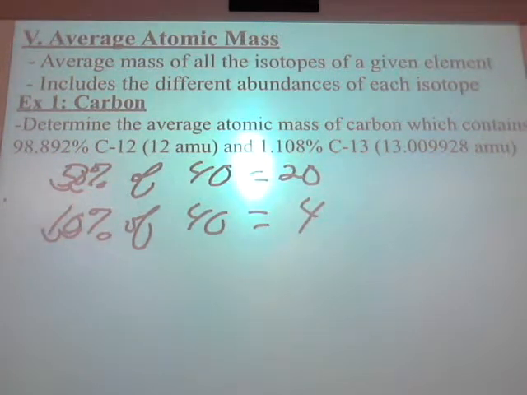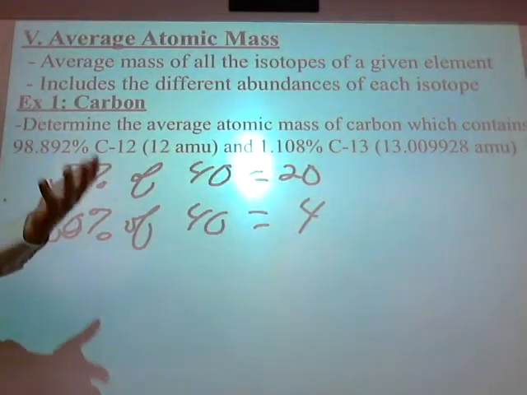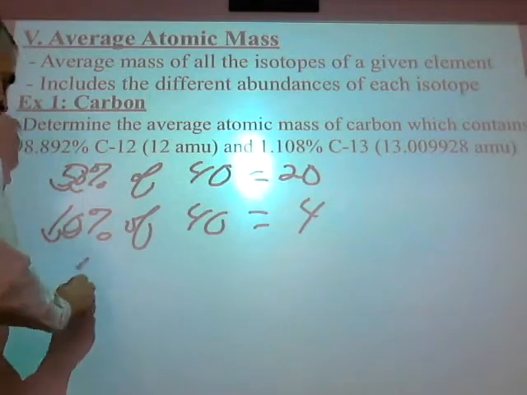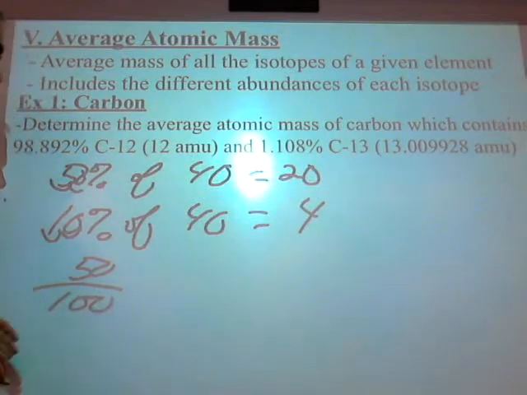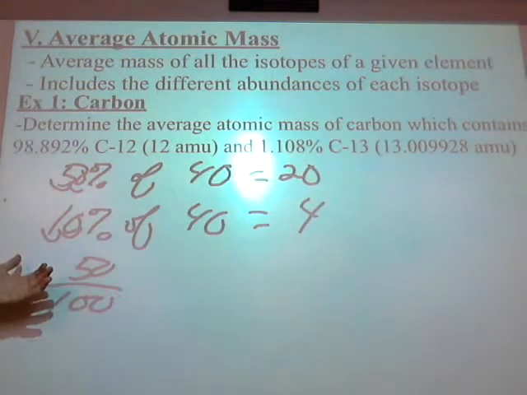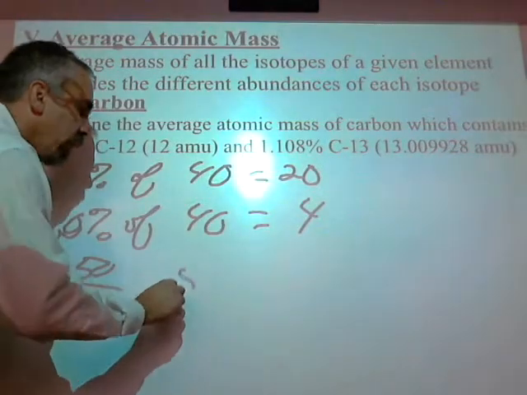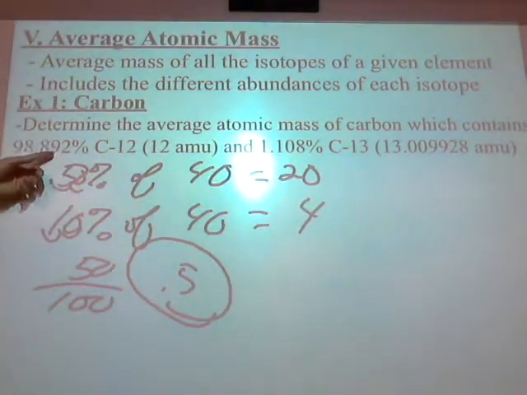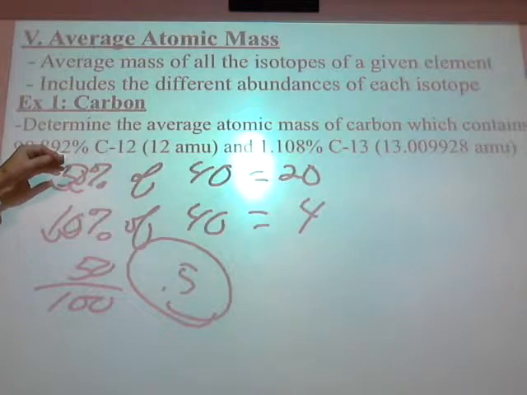All right, so my point is, percentages mean out of 100. So like 50 out of 100, all you got to do is, what is 50 out of 100 in decimal form? 0.5. So that's what we're going to do. We're simply going to change these into decimal form and multiply them by their masses.